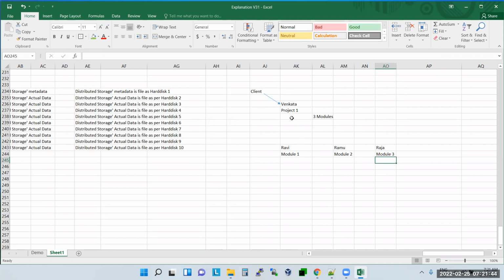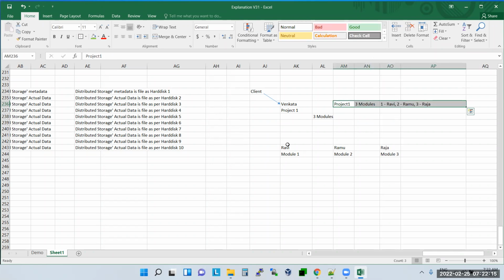And now he maintained a record saying that project 1 has 3 modules. Module 1 is with Ravi, module 2 is with Ramu, module 3 is with Raja. Understood? This is the information he is maintaining.